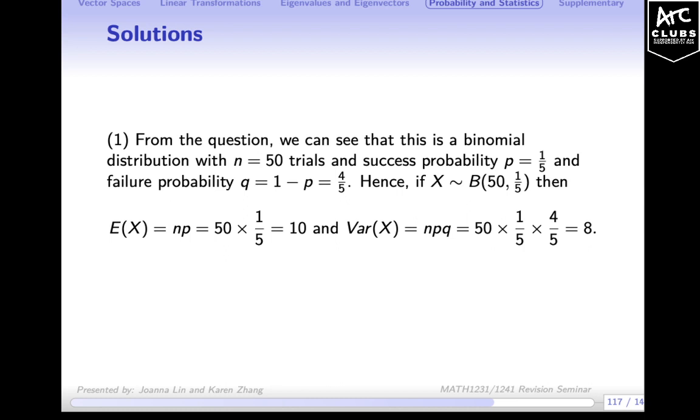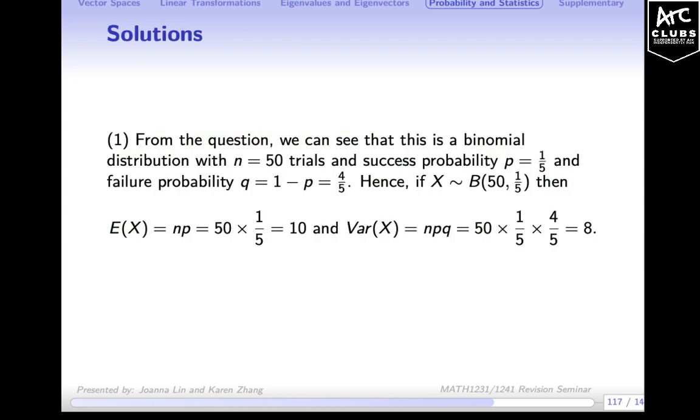Okay, so remember expected value for a binomial distribution is n times p. So this one is 50 times 1 on 5, which is 10. And again, your variance is npq, and that is just 8. For this question, you can just state the expected value and variance straight away.